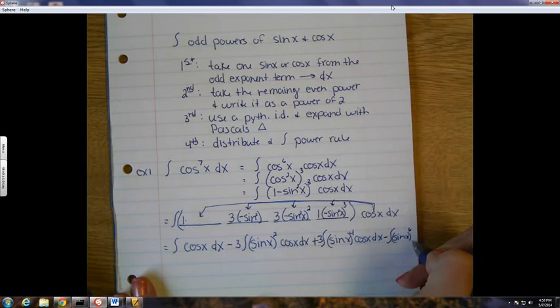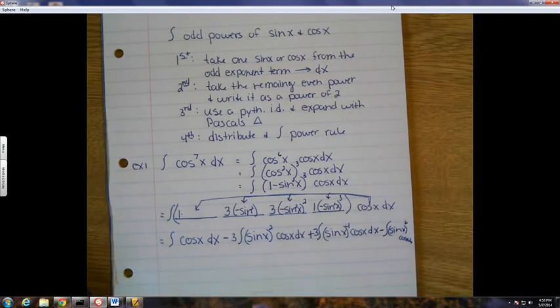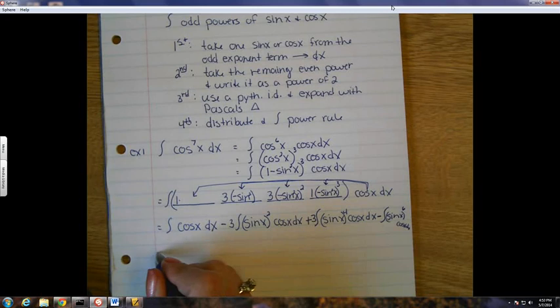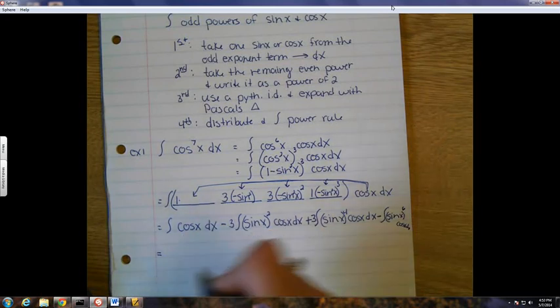And then a cosine x dx. Oh, that was long. And now each one of these should be something that I can integrate very easily. Okay, the first one, there's no power rule needed. What has cosine as its derivative is sine. So I get sine x.